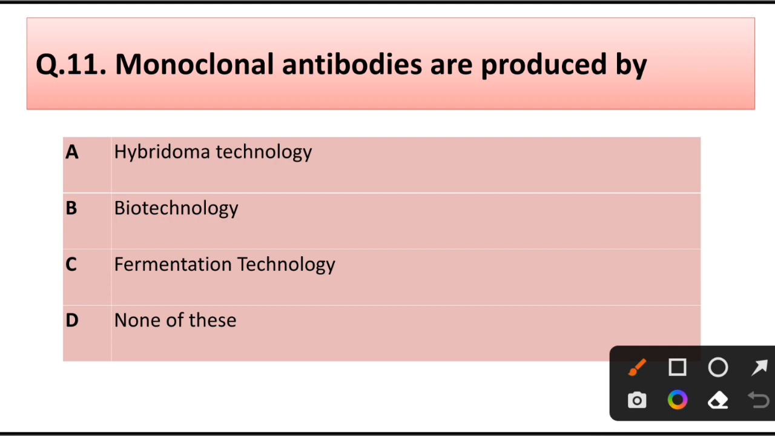Question number 11. Monoclonal antibodies are produced by hybridoma technology, biotechnology, fermentation technology, none of these. Correct answer is option A. Hybridoma technology.